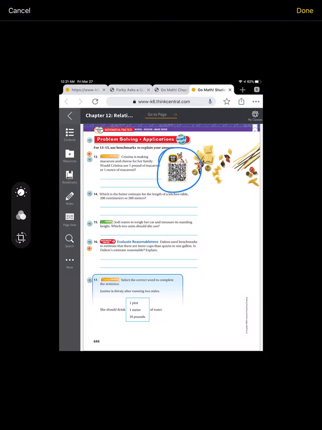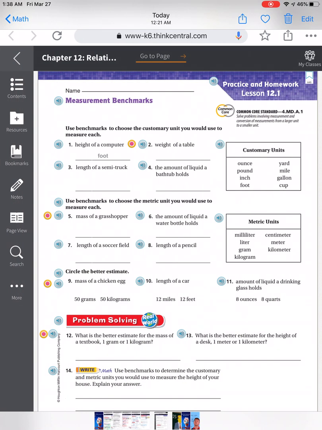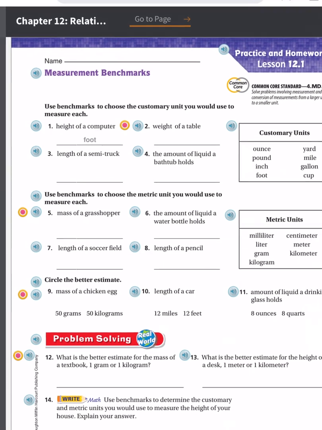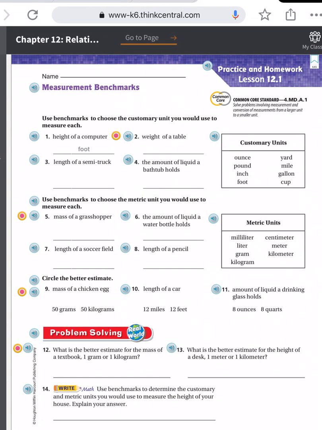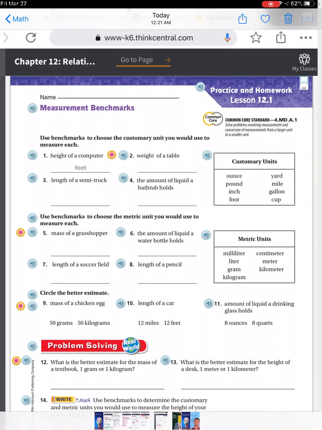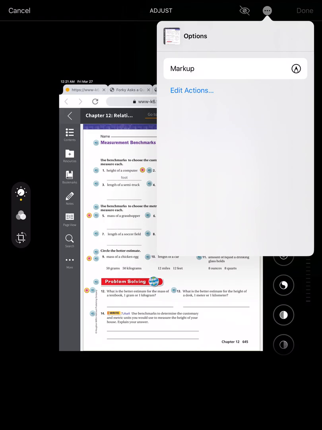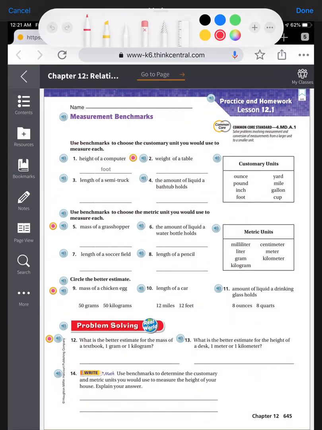Done. I'm going to kind of scoot over here. And this is the homework pages. And I'm not really assigning you to do the homework pages. I'm going to be assigning you a couple problems on the reteach page, which I'll show you in a minute. But these are fun ones to do too, because you need to pick the customary units. Let me get my pen. Edit. Mark up. Yeah. Oh, give me that red.